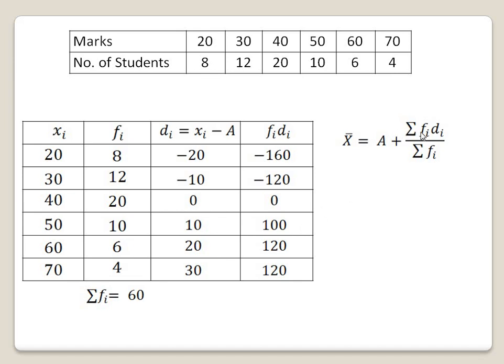Then we have to find the addition of these fi into di. We have to add all these numbers. After taking addition, we get sum of fi di is 60. Then we have to put all these values: a, assumed mean, that is 40, plus sum of fi di is 60 and sum of fi is 60, that is 40 plus 60 divided by 60, which is 1. Therefore mean x bar is 40 plus 1, that is 41. That is the method of finding the mean by assumed mean method.